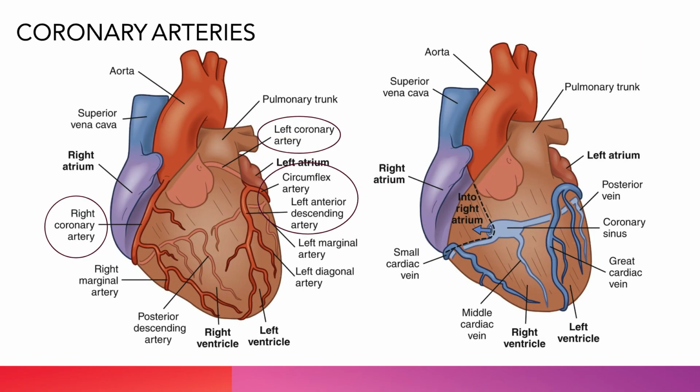Symptoms may not appear until about 75% of the affected vessels are occluded. Coronary arteries, branching off the aorta, include the right coronary artery, left anterior descending, and circumflex. These arteries supply the heart muscle with necessary oxygenated blood.